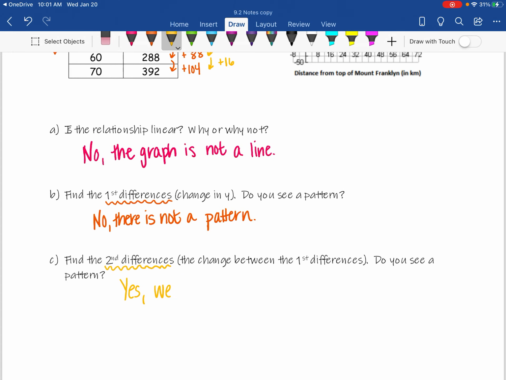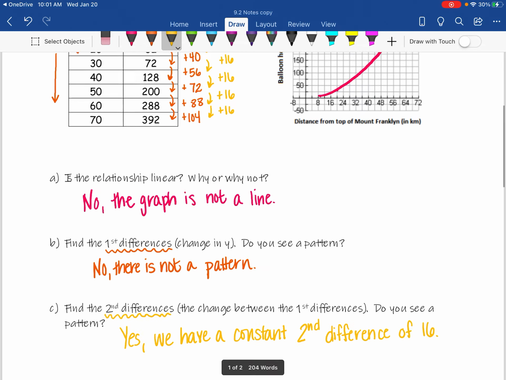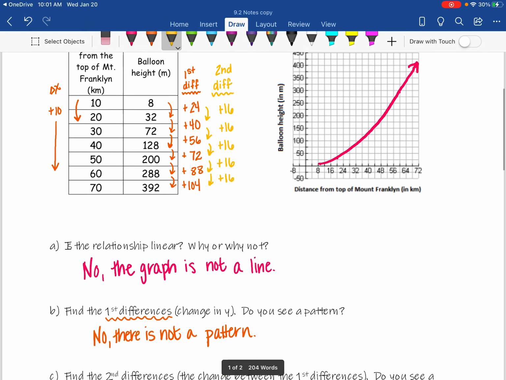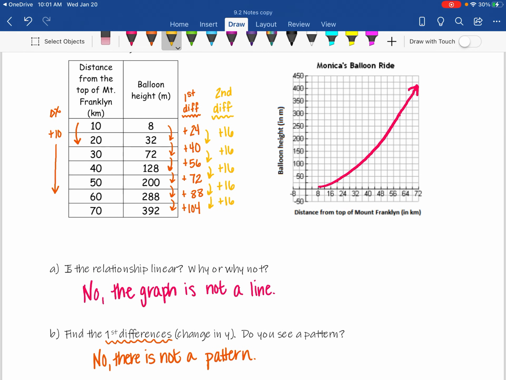Yes. And I'm going to say we have a constant second difference of 16. Okay. All right. And whenever we're analyzing a table and we have a constant second difference, that is also an indicator of this family. Okay. So common second difference identifies a quadratic function.